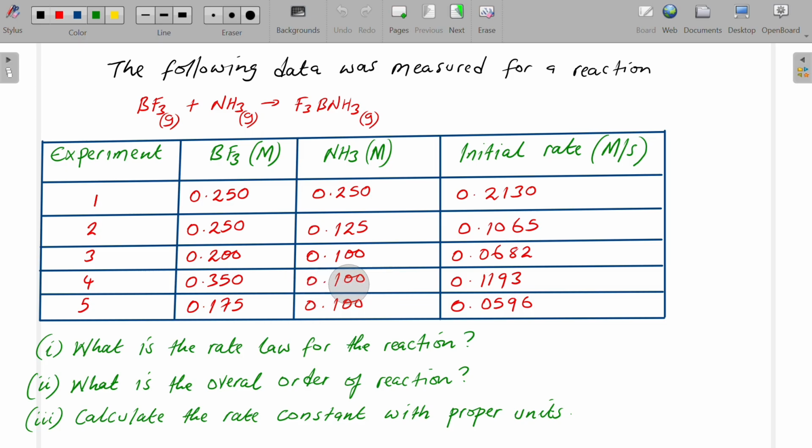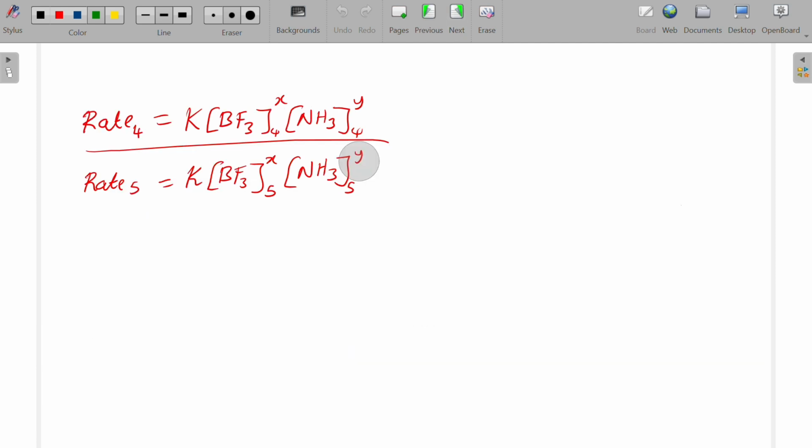This is the concentration of ammonia on number 4. This is the concentration of BF3 on number 4. So you are picking everything on number 4, and you are also doing the same on number 5. You pick everything you have there on number 5. So let's go ahead and do that.